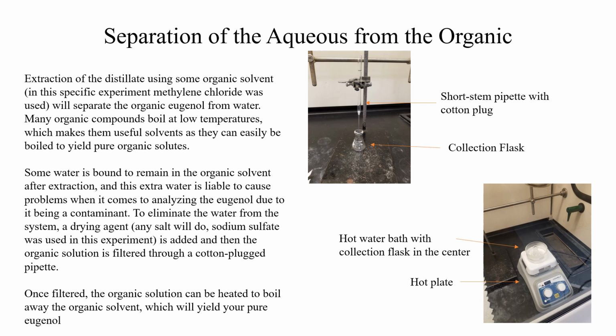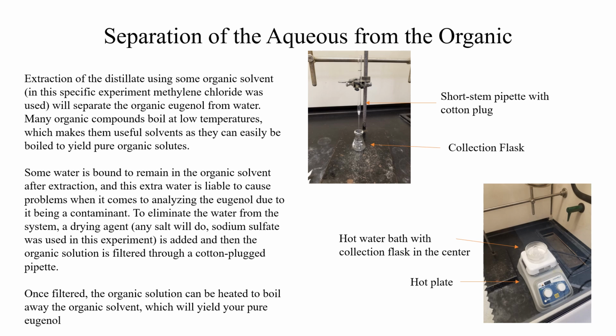And this poses a problem because we can't just boil away our water, because if we try to boil our distillate, we also boil away our eugenol. So we need to find a way to get eugenol out of water. We can do this by way of an extraction. Now, many organic solvents have a very low boiling point, especially when compared to water. And with eugenol being very immiscible in water, it will be very miscible in an organic solvent.